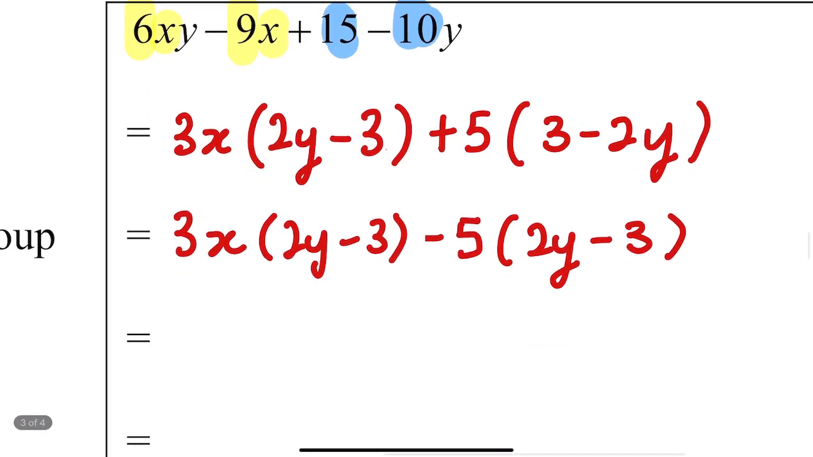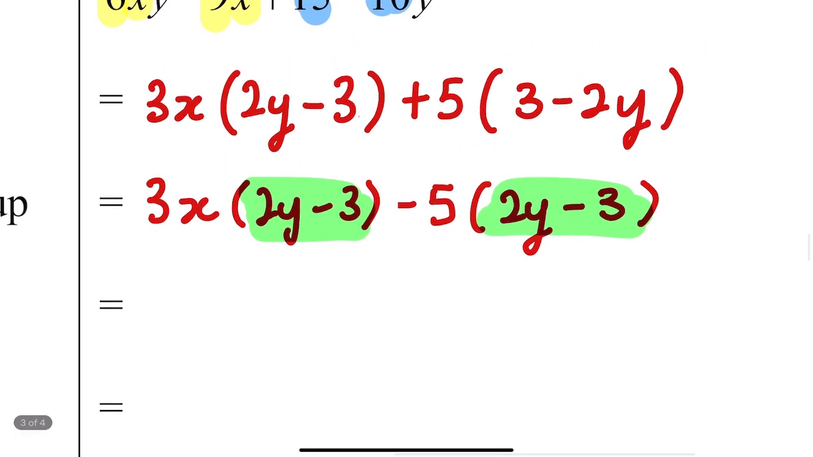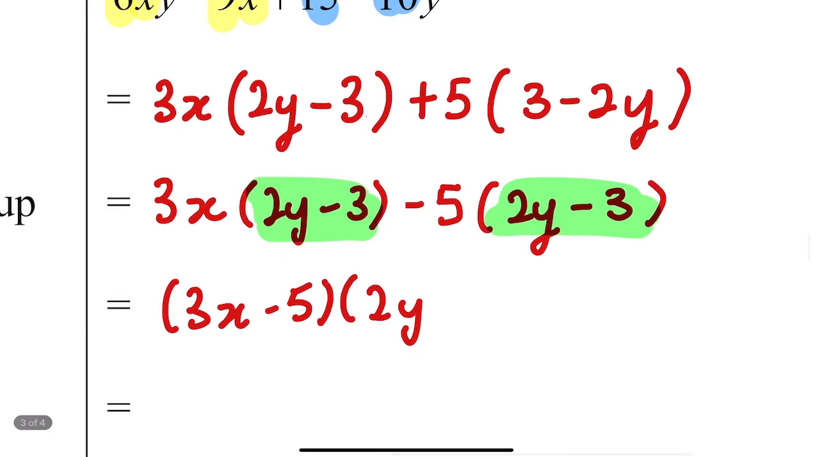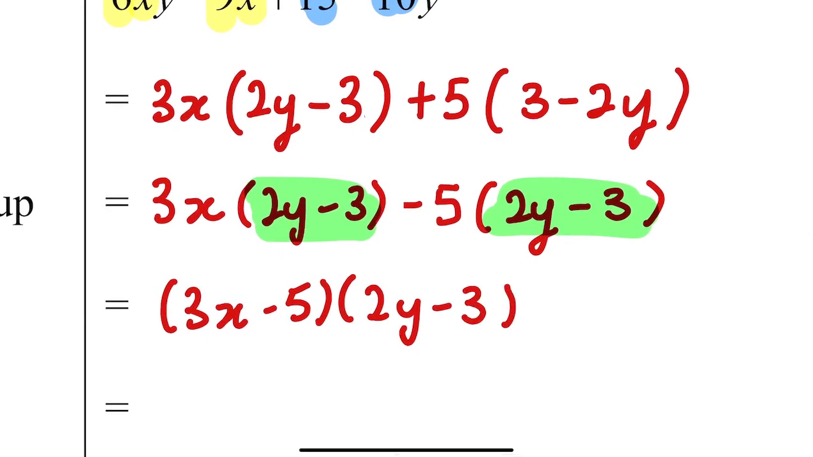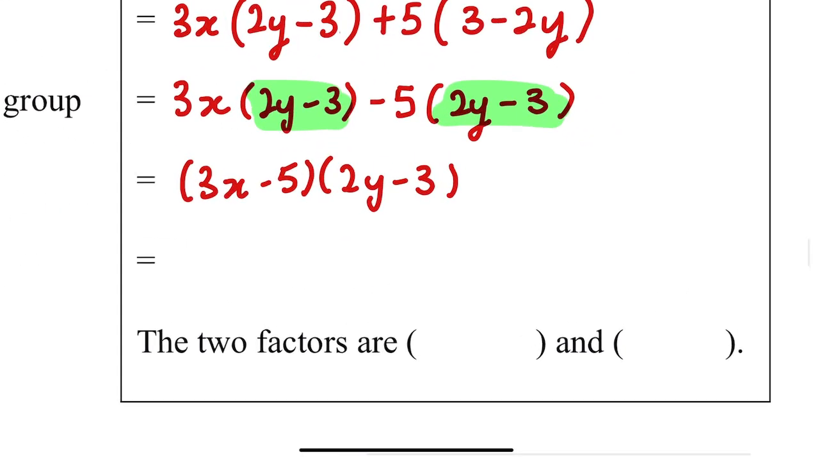Okay, and now I check again. Are these factors the same? 2y minus 3 and 2y minus 3. So they are the same. I can now do my final step, which is to combine them together. I will get 3x minus 5 groups of 2y minus 3. Okay, and this is the answer for example 3. Therefore, the two factors are 3x minus 5 and 2y minus 3.